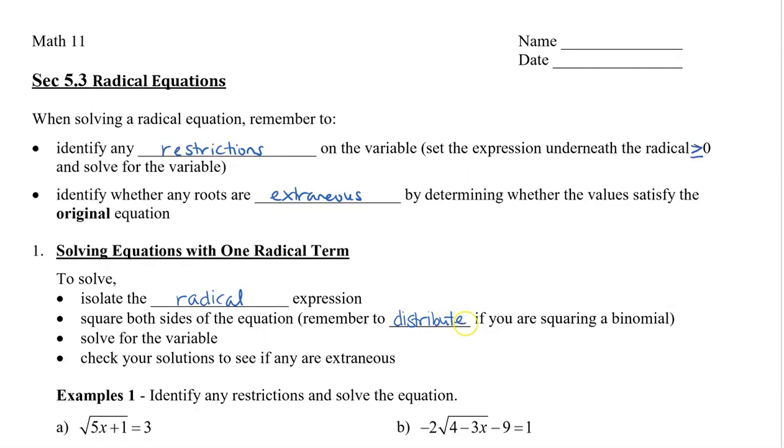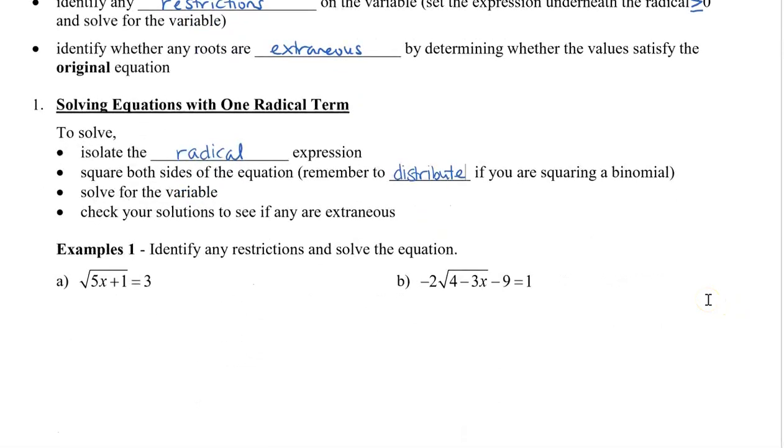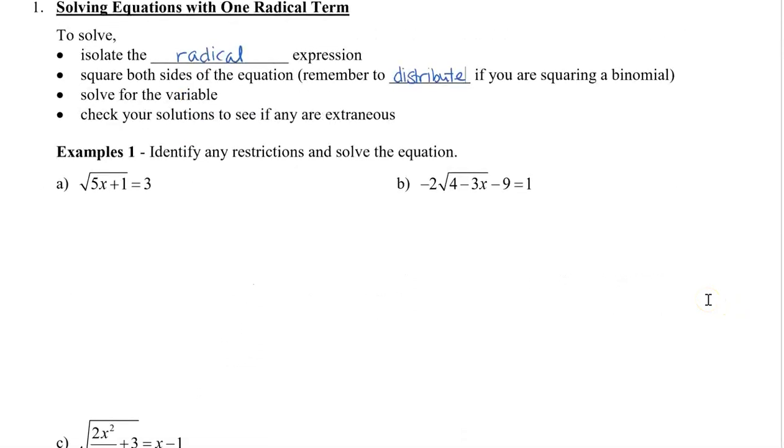Some of you might call this FOIL. So remember to distribute if you are squaring a binomial. And you're going to solve for the variable and then check to see if you have any extraneous roots. All right, so let's go through these steps with an example.